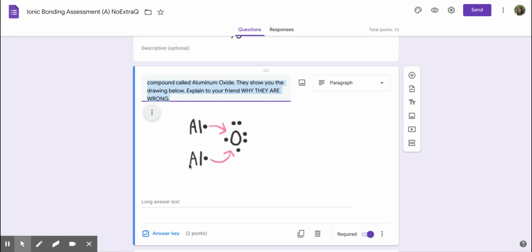Okay, so remember our steps. First, we have to find out, do they have the right amount of valence electrons, right? Do they have the right amount of dots? So we can refer to our periodic table when we're looking for aluminum and when we're looking for oxygen. Then our next step was giving over the electrons. Is that done right? Is there an appropriate 8 electron shell? Remember our octet rule.